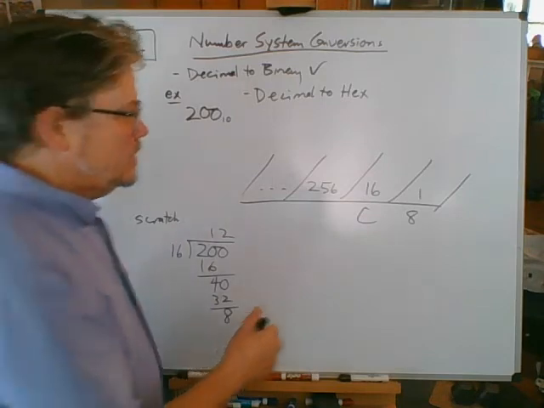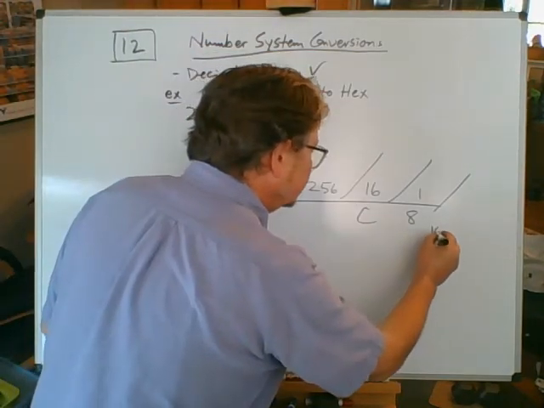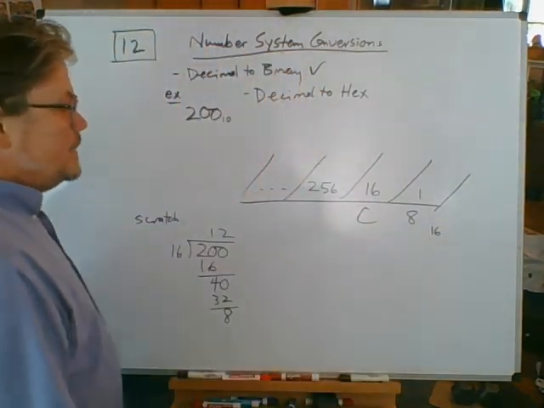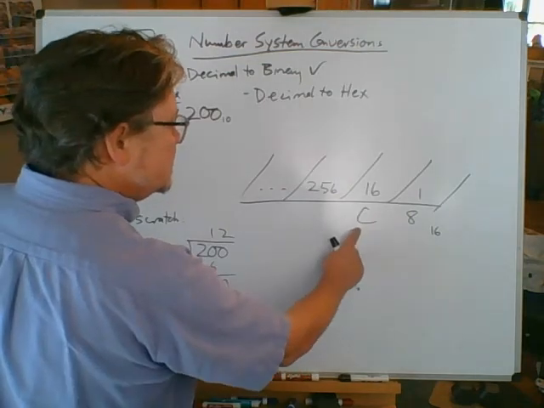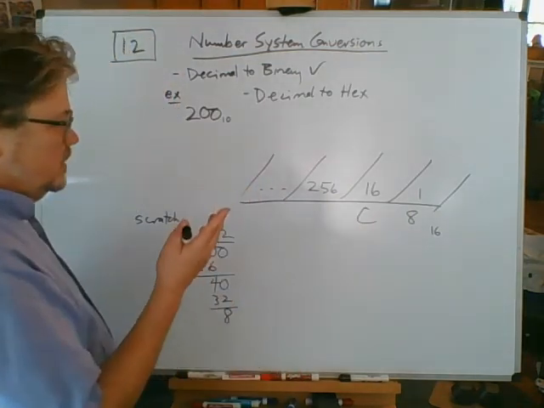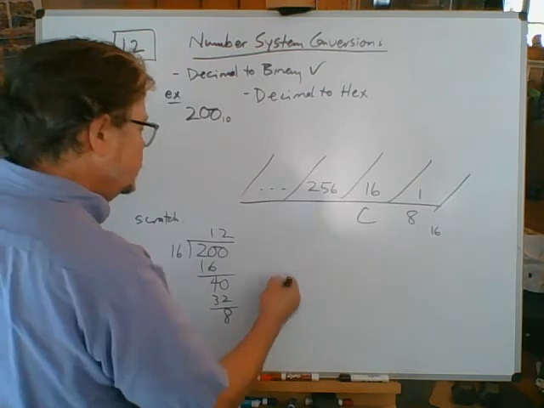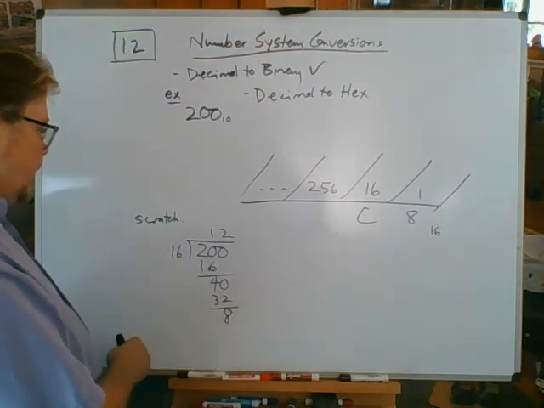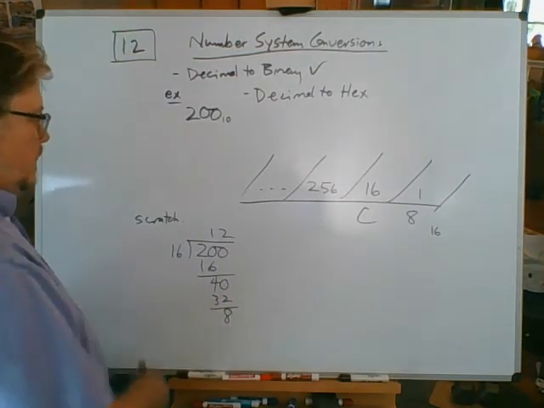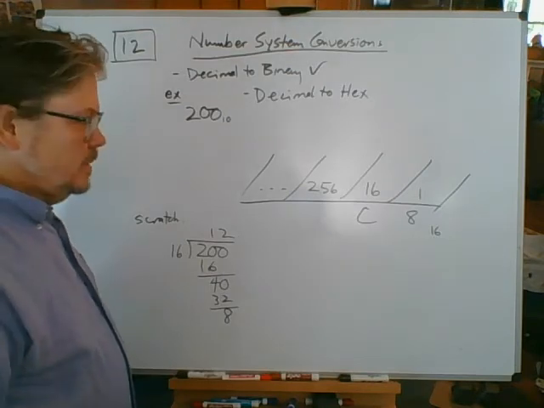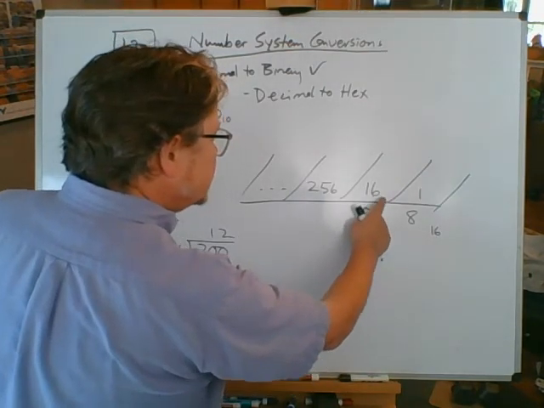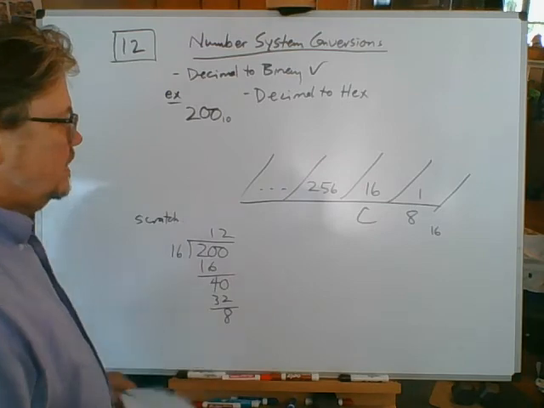Let's do the math backwards now. And this is base 16. Base 16 says C8 should be equal to 200. How do we double check? C is 12. 12 times 16, if I do the math, it better come out to be almost 200, 8 less than 200. I multiply 12 times 16, add 8 times 1, that should add up to 200.